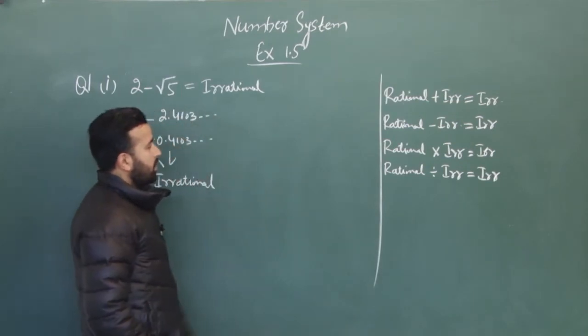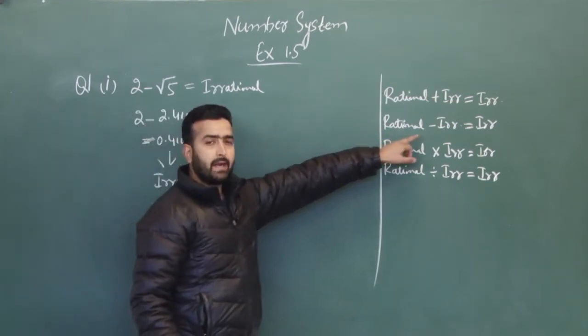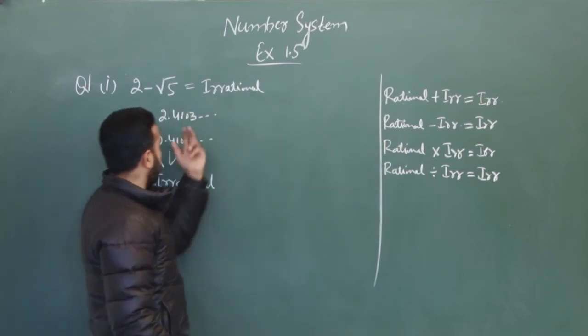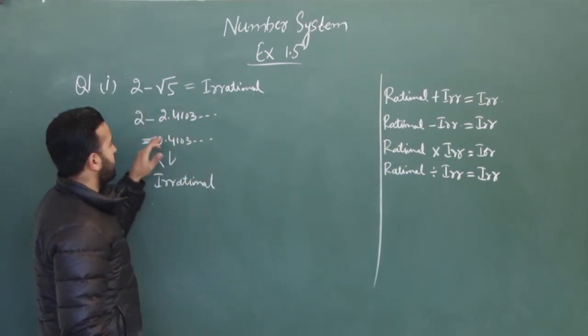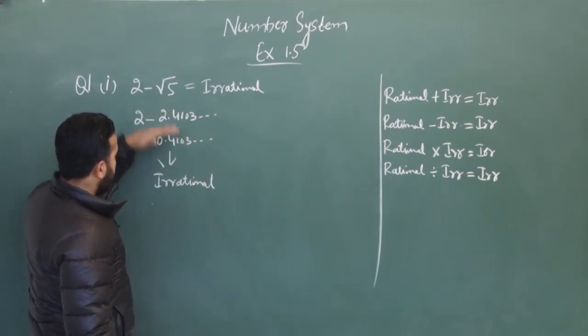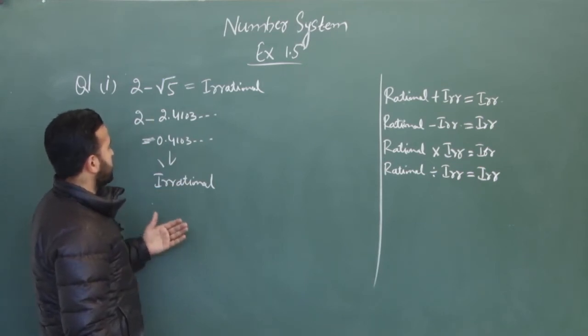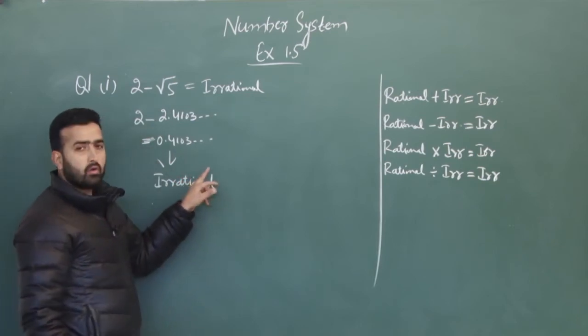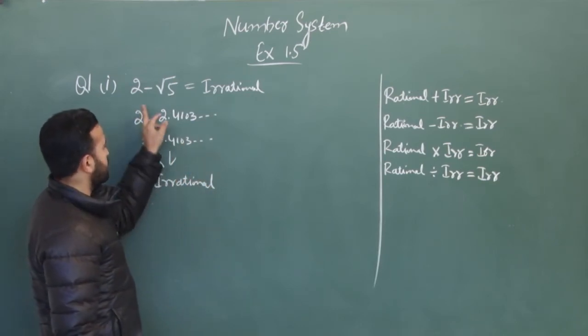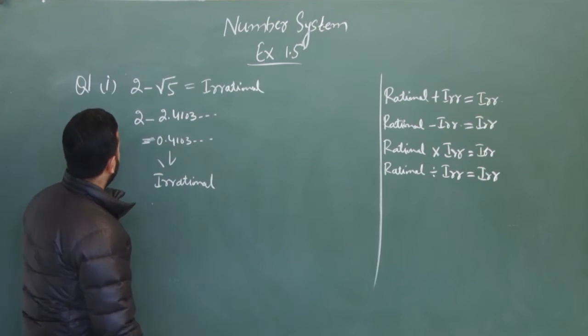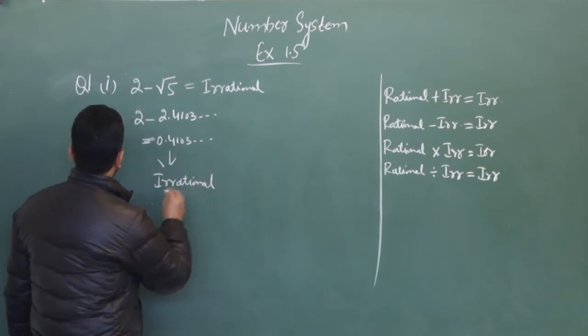Now, we were discussing the second case here, that is the subtraction operation on a rational and an irrational number. And we concluded that after performing the subtraction operation, we got the resultant number as an irrational, so we classify this as an irrational number. Now, coming to the second one.